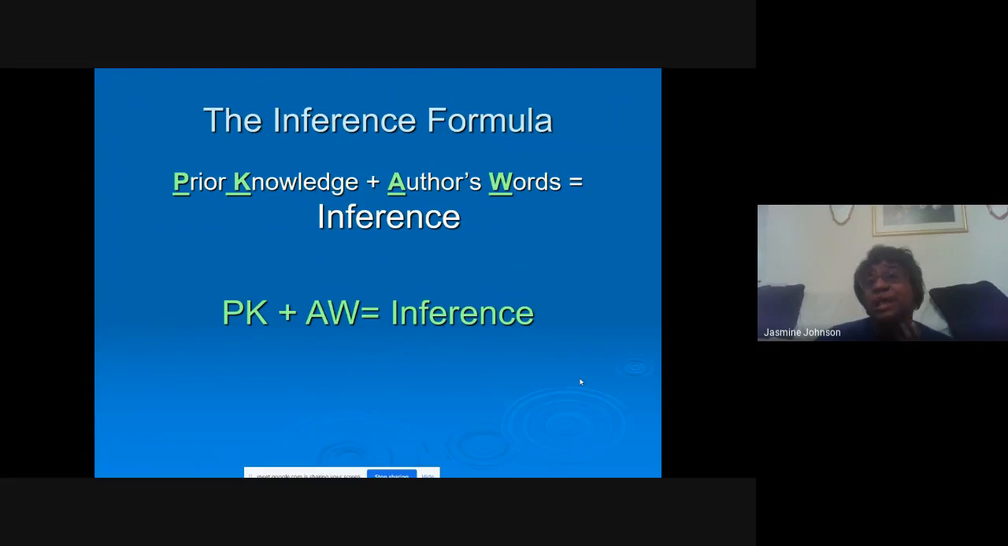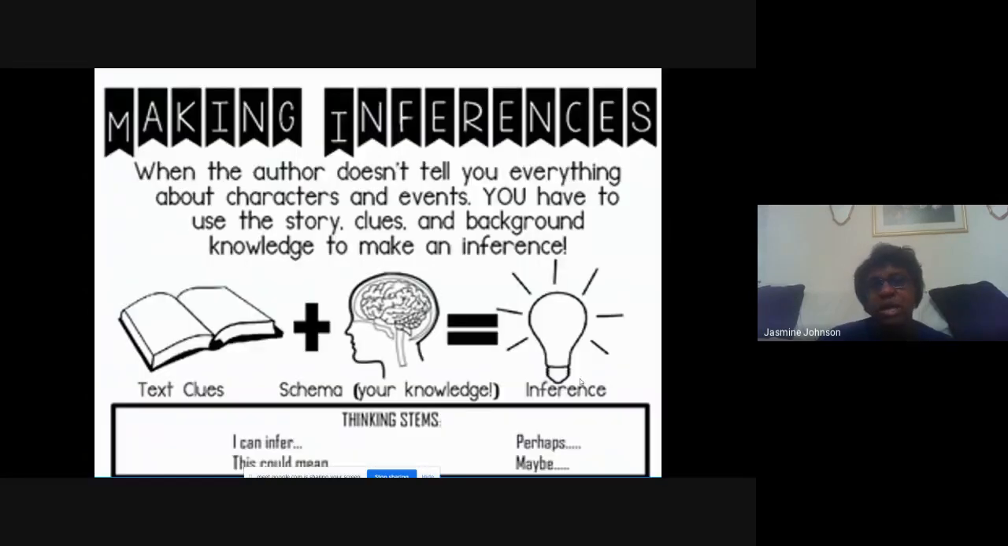The one that I like a little bit better does the same thing. I like it when we're making inferences, because inferences are what the author doesn't tell you about the characters and events, and you use your story clues and background knowledge to make an inference. So I like text clues plus schema. I like the word schema, but that's your background knowledge, and you add those together to make an inference.